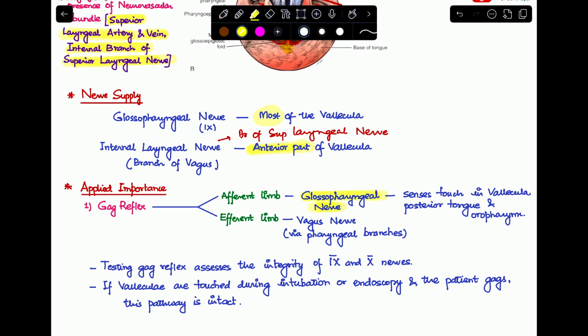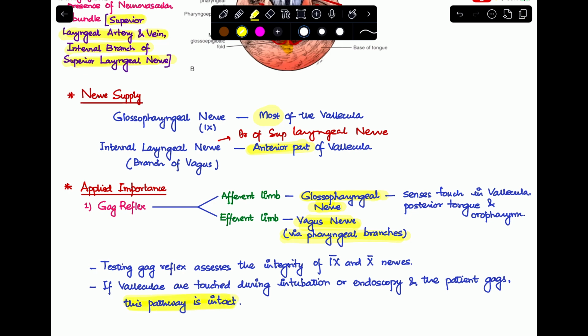The afferent pathway involves the glossopharyngeal nerve. So whenever you touch anywhere in the vallecula, the posterior part of the tongue and the oropharynx, the glossopharyngeal nerve is the afferent limb of the gag reflex. And the efferent limb is by the vagus nerve, the 10th cranial nerve, via its pharyngeal branches. So when you test the gag reflex, it helps you assess the integrity of these two cranial nerves. And if the vallecula is touched during intubation or endoscopy and the patient gags, this pathway is intact. That's what is important over here.